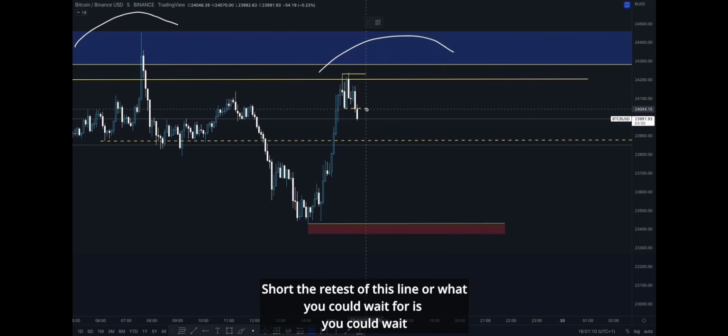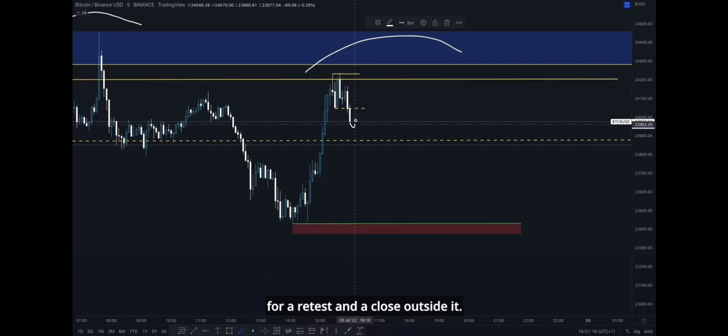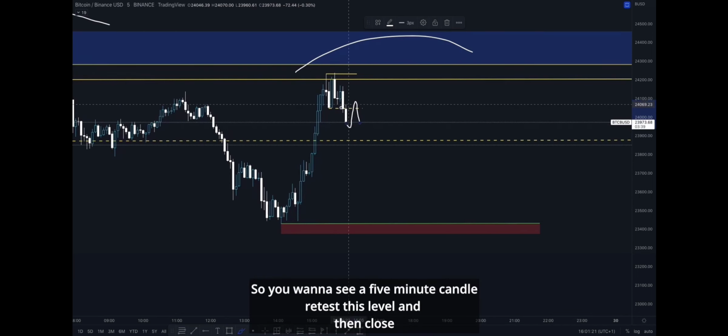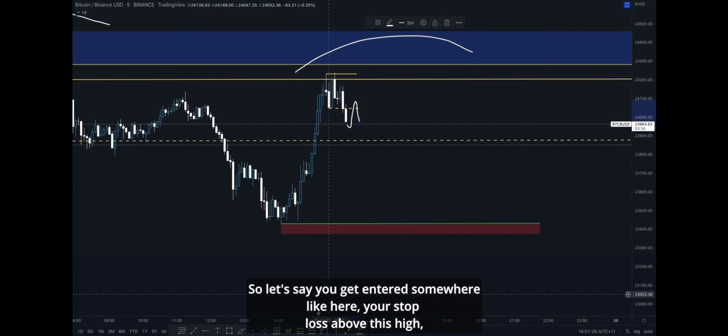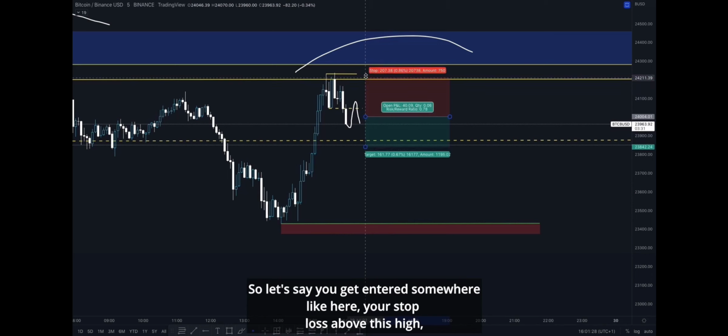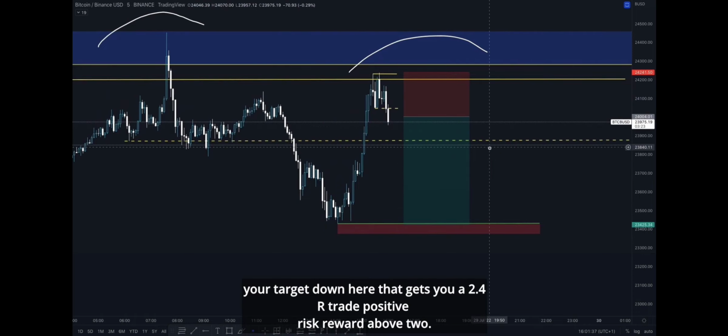Okay, short, the retest of this line. Or what you could wait for is a retest and a close outside it. So you want to see a 5-minute candle retest this level and then close outside it. That's your trigger to enter. So let's say you get entered somewhere like here, your stop loss above this high, your target down here. That gets you a 2.4 R trade, positive risk to reward above 2. That's something you could take.